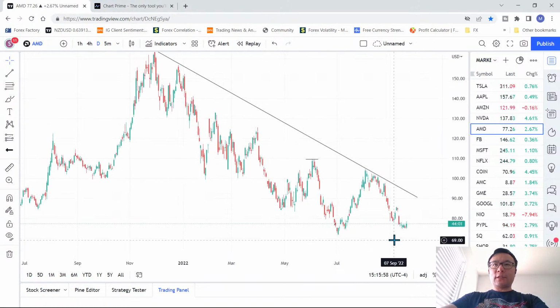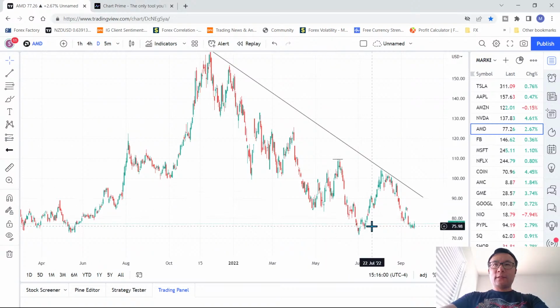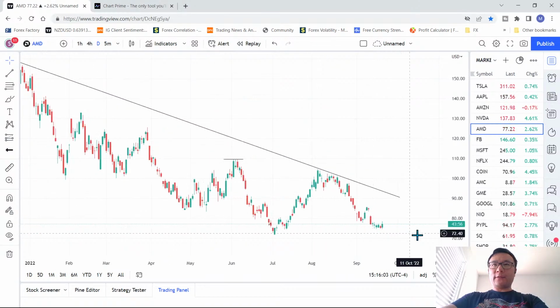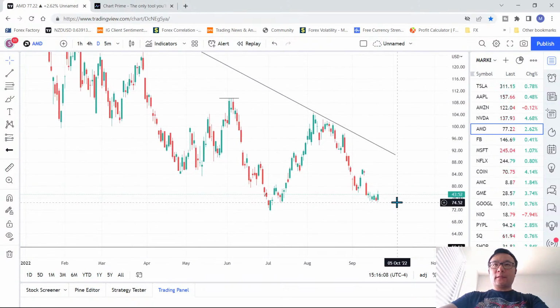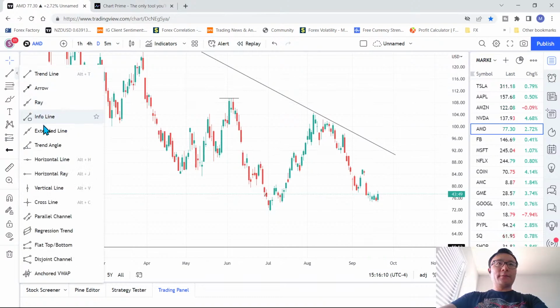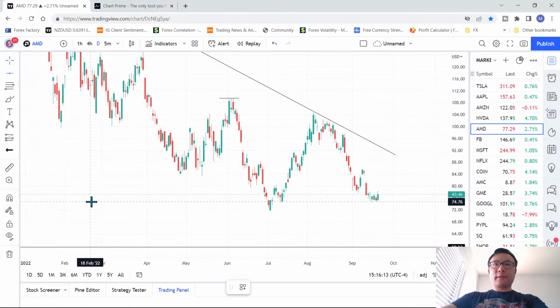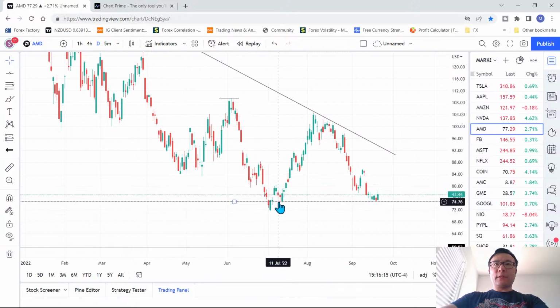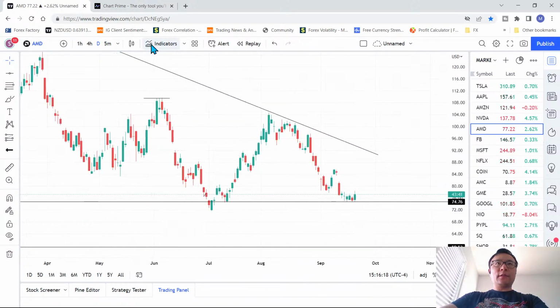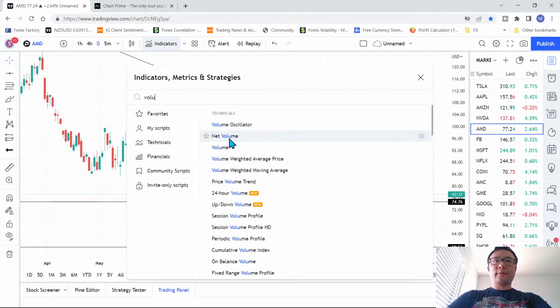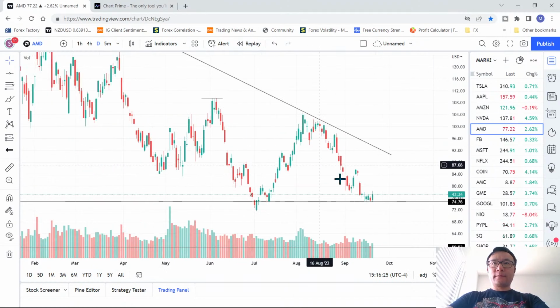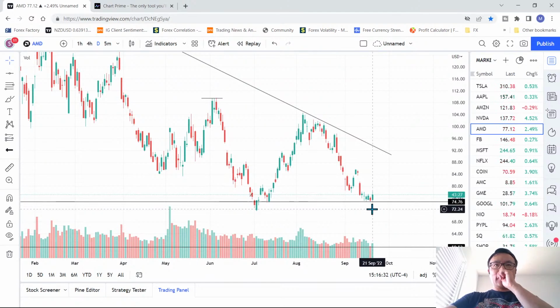AMD has been in a downward channel or downward trend. It's holding this level of support right here. I mean, there is some support right here, right here and here. And then let me add a volume here. So there's some decent volume last few days trying to build this level of support.